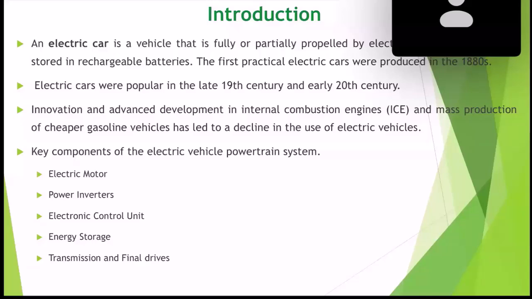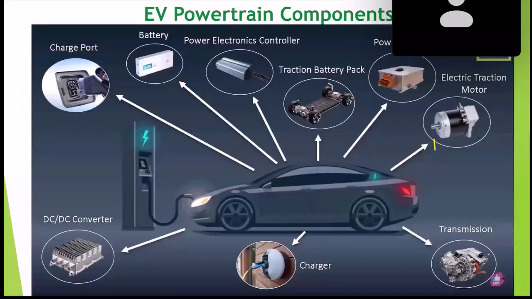For example, if the energy storage is a battery, the battery also has the energy management system. That is also another controller. Battery thermal management is part of the battery management system. Likewise, there are many components, but majorly we can club an electric vehicle in terms of these 5 different components. So here is the diagrammatic representation of the various EV powertrain components.